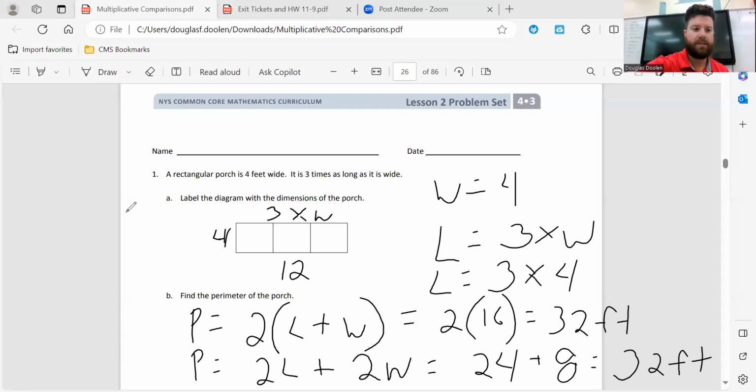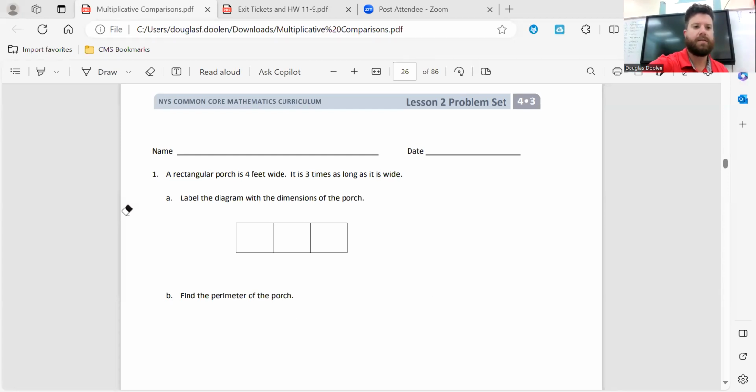So I'm going to erase this stuff. How do I erase all of it? I'm going to delete, clear all drawings. There we go. Been a bit since I've done this.